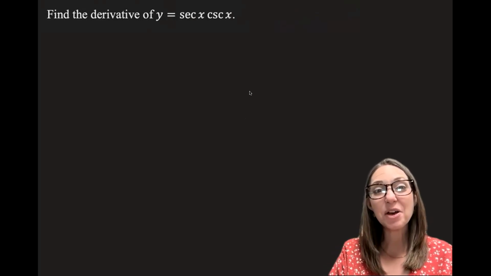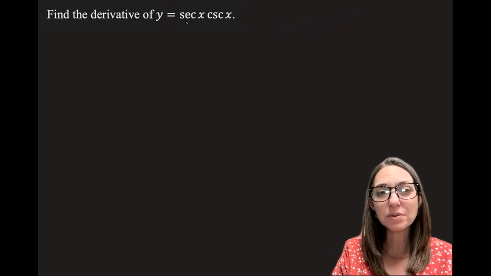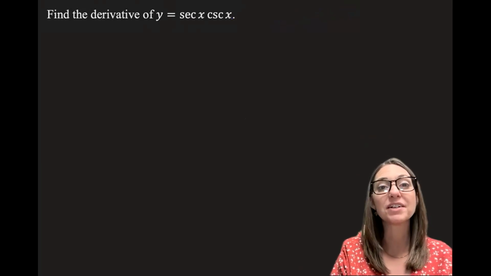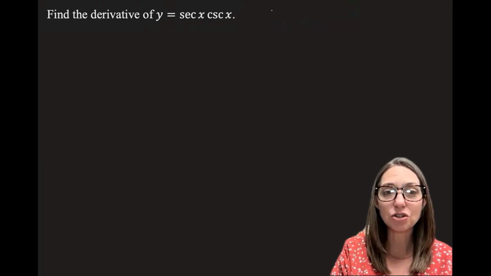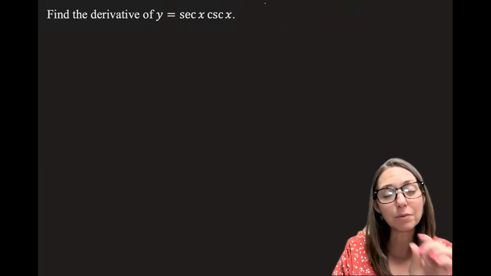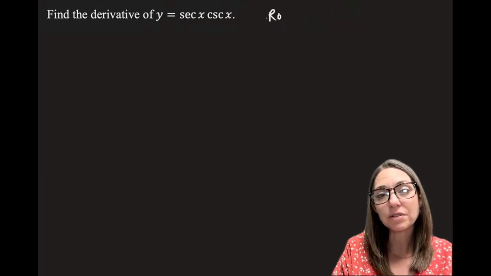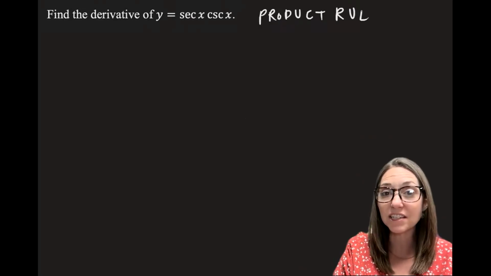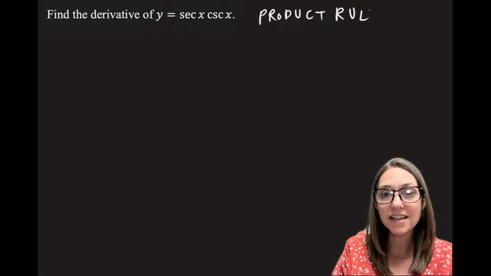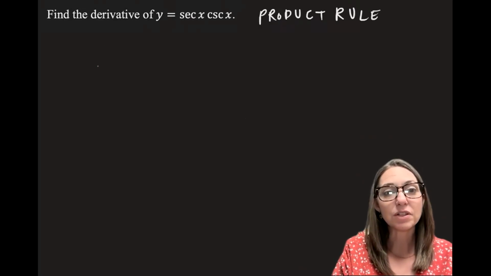Howdy! In this video, we're going to find the derivative of y equals secant x times cosecant x. The key word there I said in the middle was times. Any time two functions or factors are multiplied and we're finding their derivative, we will also need to use the product rule as we go, as well as the derivative rules for secant and cosecant. So let's apply the product rule here.